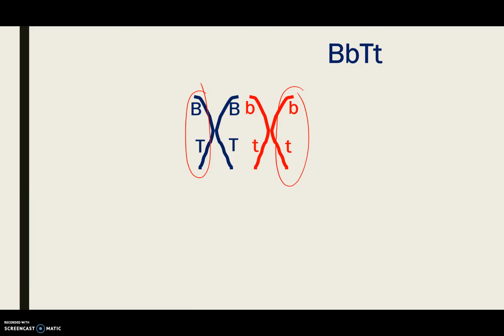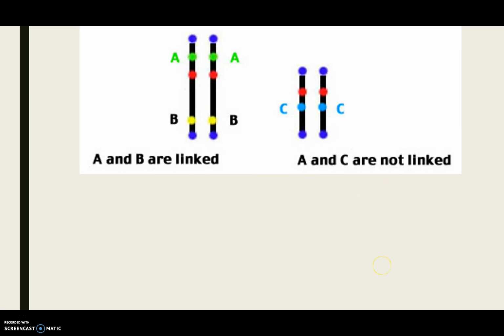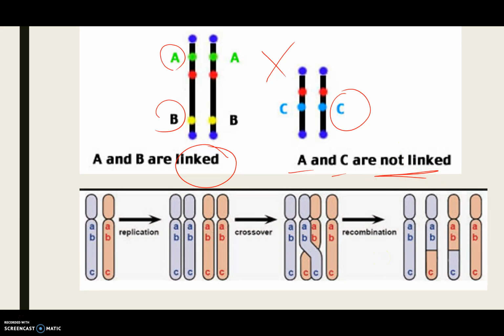So in this situation, these two traits being on the same chromosome are said to be linked. So you can see here, these two genes, A and B, are linked, whereas C being on a separate chromosome is not on the same one as A, so A and C are considered to be not linked genes. So when we look at traits, you can see how A and B are very close together, with C being far apart.